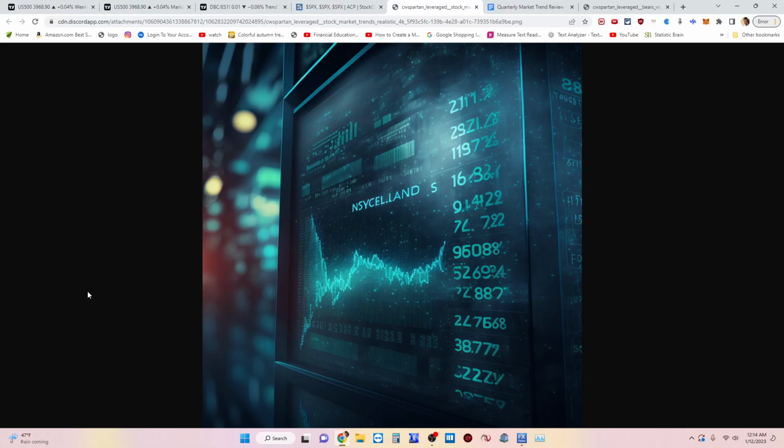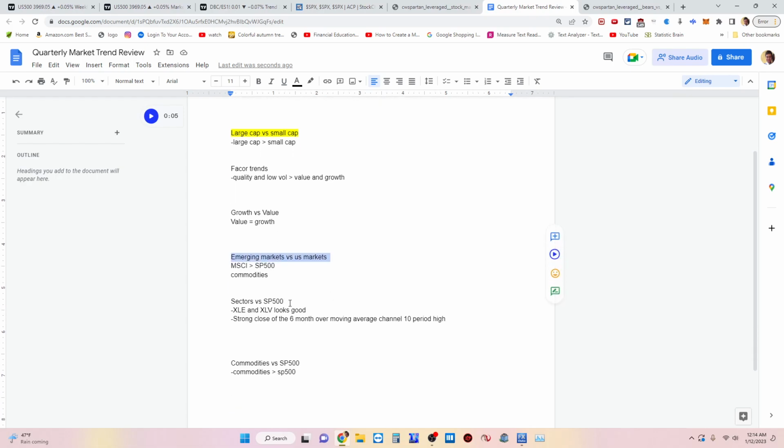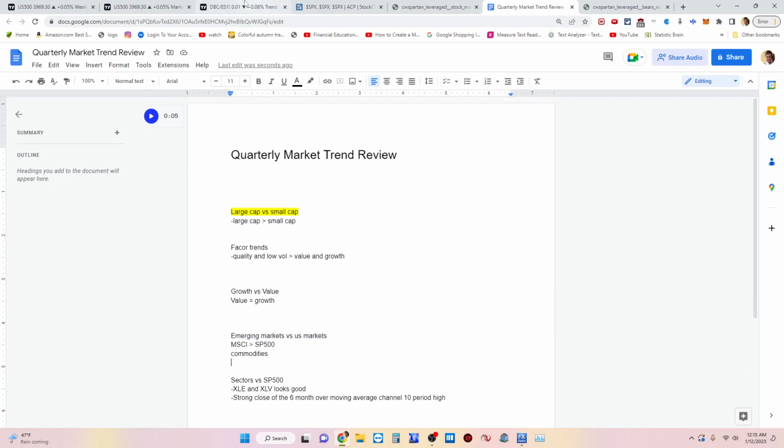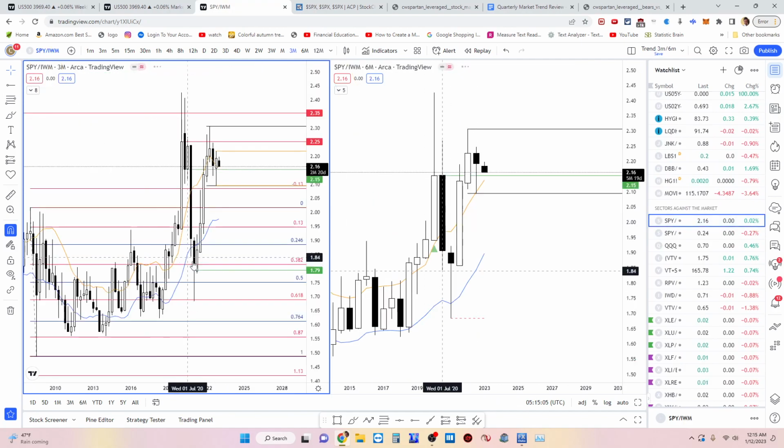All right, so we're going to take a look at the quarterly market trends. Starting with large cap versus small cap, on the quarterly market trend review, we'll do this quarterly. We're going to be looking at large cap versus small cap, factor trends, growth versus value. So that's kind of a drill down. Emerging markets versus U.S. markets, commodities versus the S&P 500, and sectors versus the S&P 500. They kind of rhyme with the emerging markets versus the U.S. markets. So we'll take a look first at the large cap versus small cap, and that's shown right here.